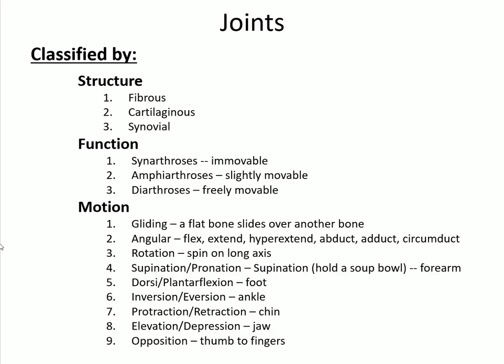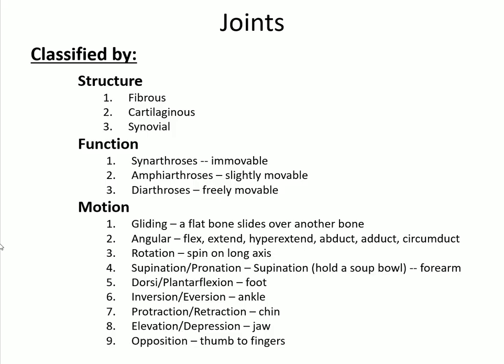So, joints can be grouped into three different categories based on their structure, function, and motion. That's how they're classified, how they're categorized. With structure, we're looking at how exactly they're held together. Some joints are fibrous, they have fiber tissues that hold them together. Others are cartilaginous, which is exactly what it sounds like.